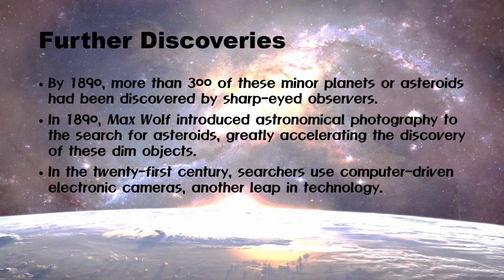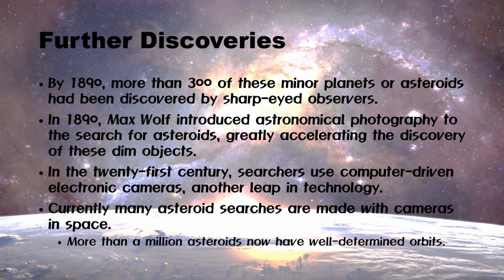In the 21st century, searchers then used computer-driven electronic cameras, which was another leap forward in technology, allowing us to map even more of these objects out here in this space between Mars and Jupiter. Now currently, many asteroid searches are made with cameras that are actually located out deep in space, and we've mapped more than 1 million asteroids into their well-determined orbits around the Sun.